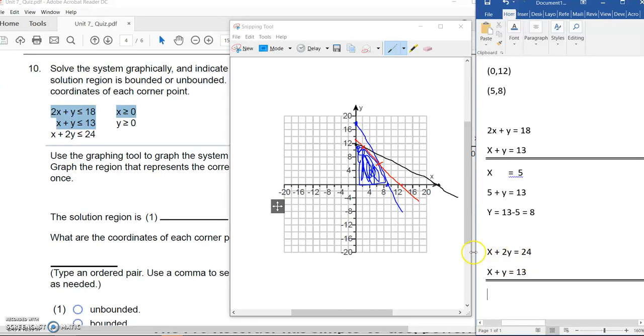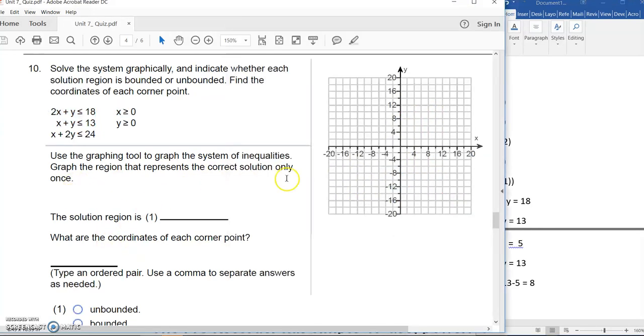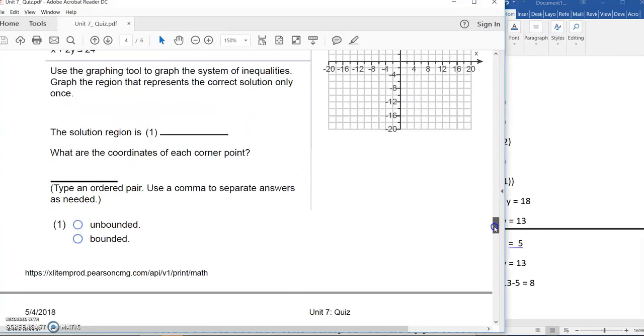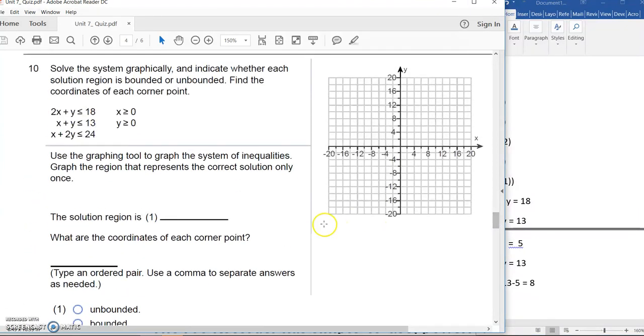So when we subtract side by side, the x's will disappear. 2y minus y is y, equals 24 minus 13, which is 11. So y is 11. If y is 11, x plus 11 equals 13, that means x is 2. So the last point is 2, 11. So these are the corners, and that would be this point right here, 2 and 11. So that answers all the questions. All right, thank you.